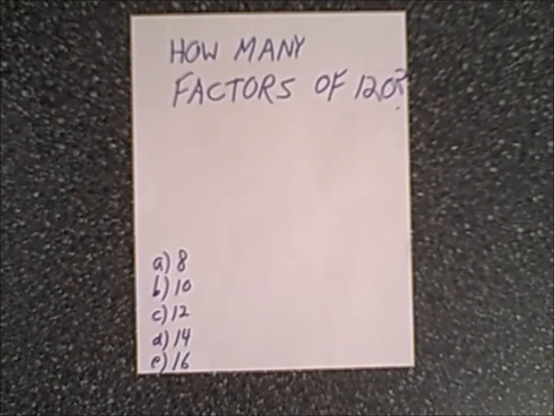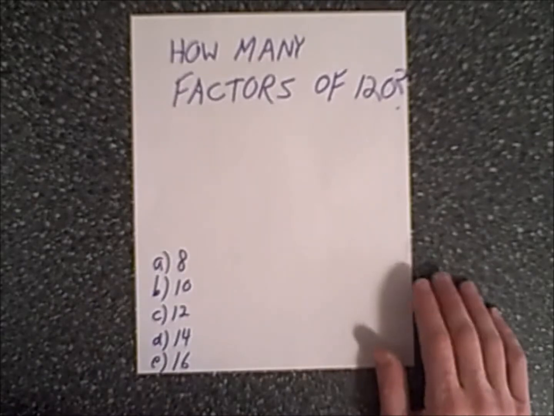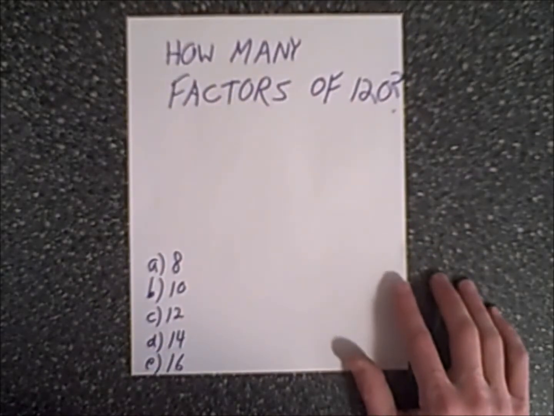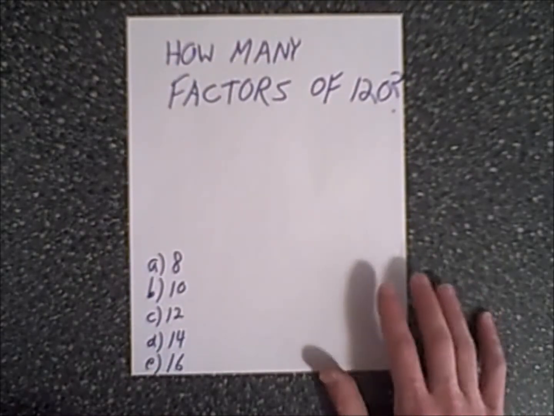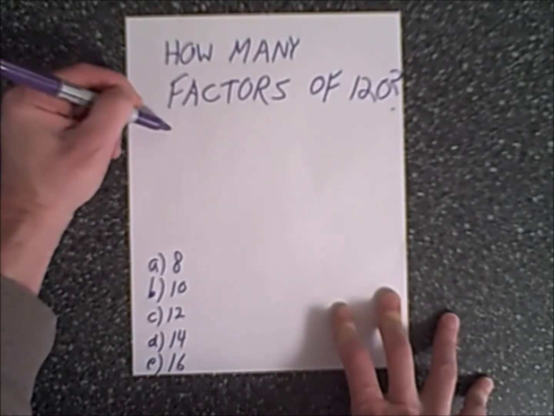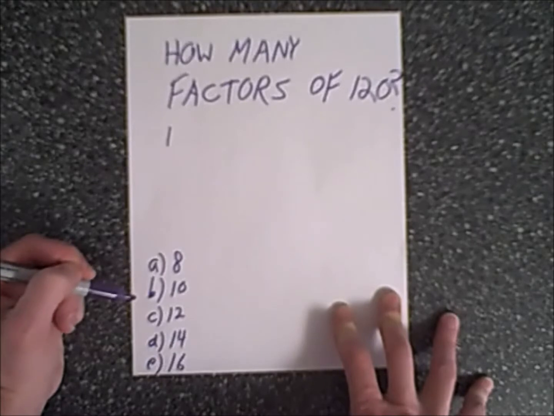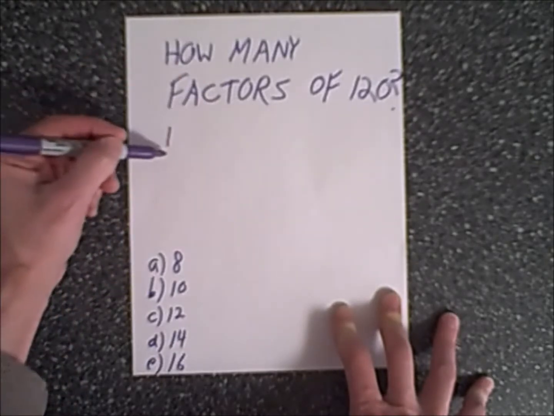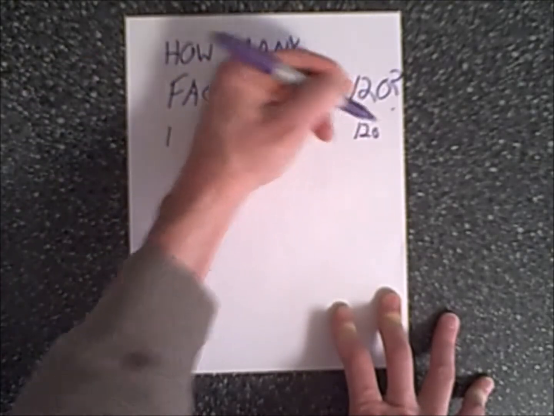So for 120, it seems like a lot of counting, but realistically, if you organize and count in terms of pairs, you can minimize how many factors you'll have to keep track of. So let me just show you for this example. For 120, we know that 1 goes into it for sure, because 1 goes into everything. And to balance that out, we'd have 120 over here.